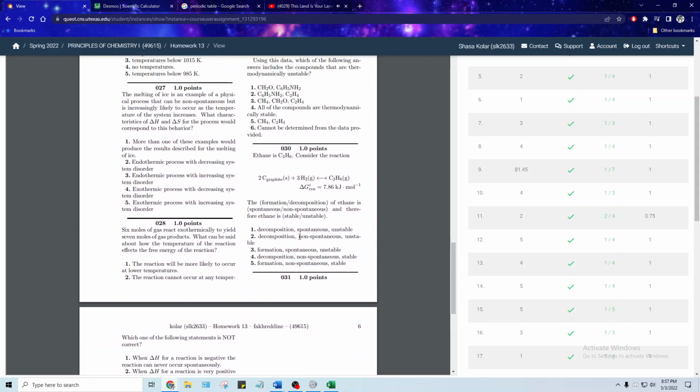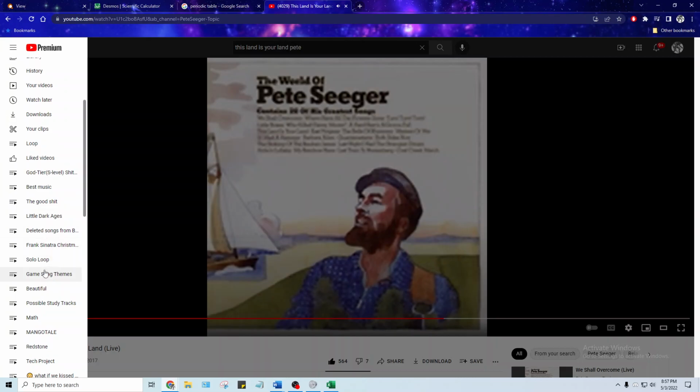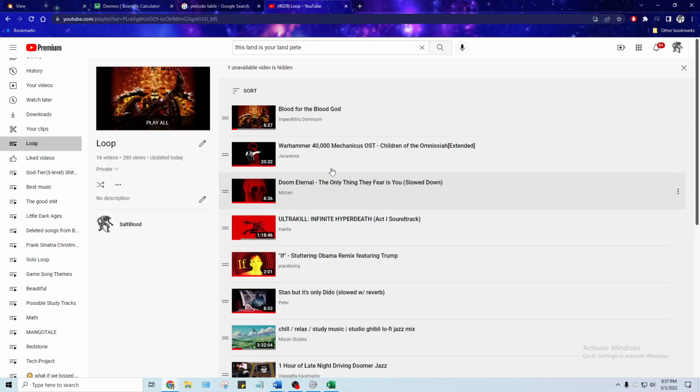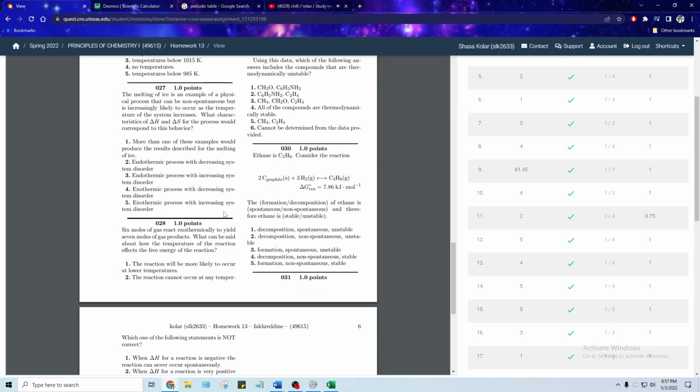28. 6 moles of gas react exothermically to yield 7 moles of gas products. What can be said about the temperature of the reaction? This is probably annoying. I completely forgot this was on. I'll try to put something else on. Put on something that sounds better. There we go. That's probably better. Anyway, I forgot it was on. I hope that wasn't annoying.